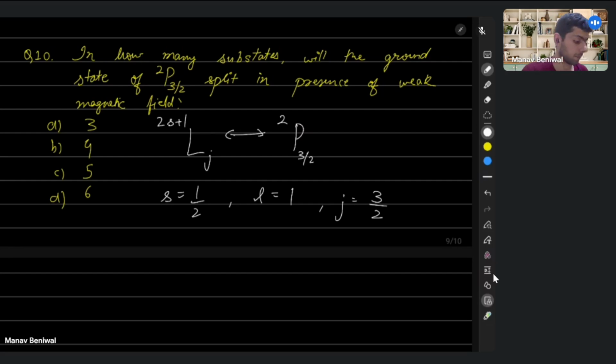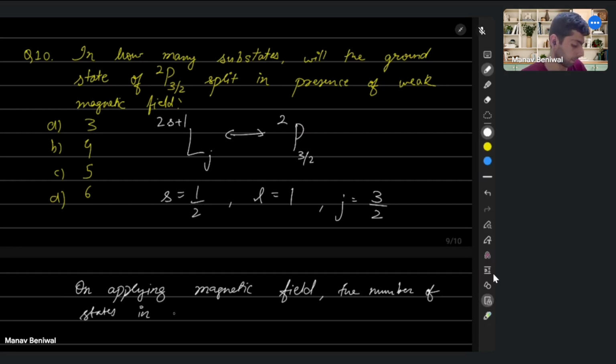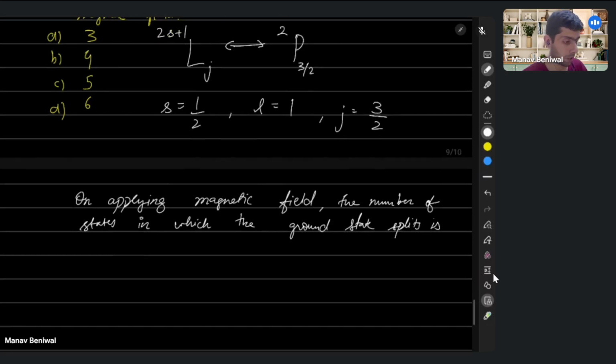Now we know that on applying a magnetic field, the number of states into which the ground state splits is 2J plus 1.